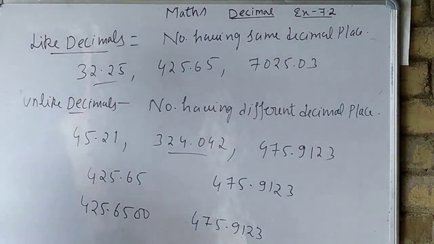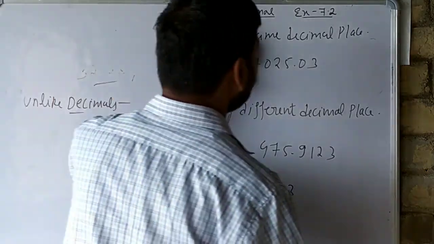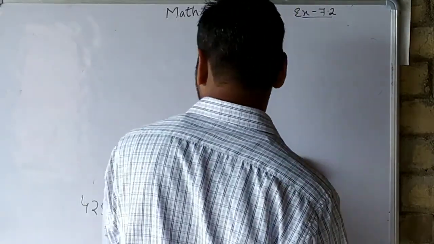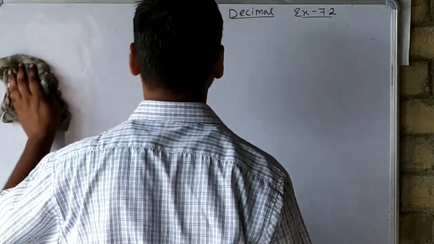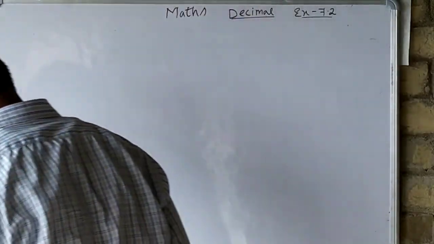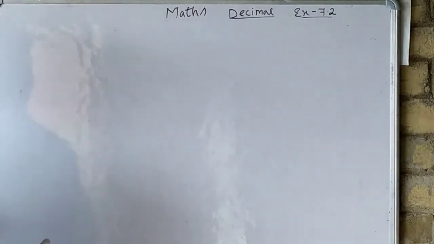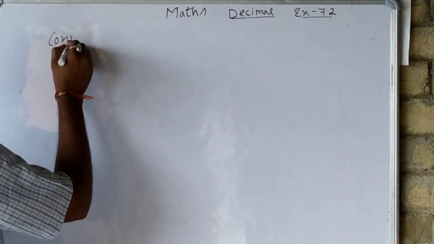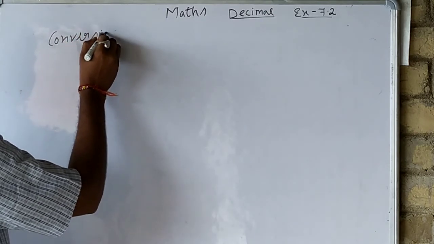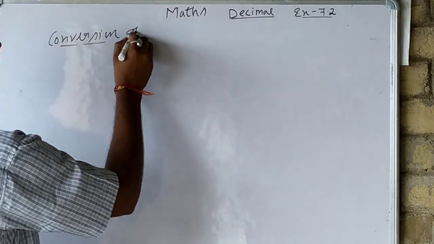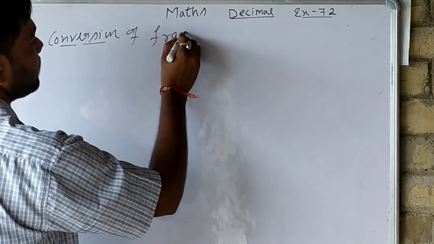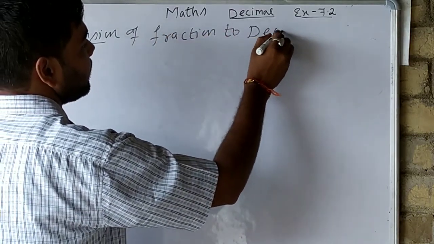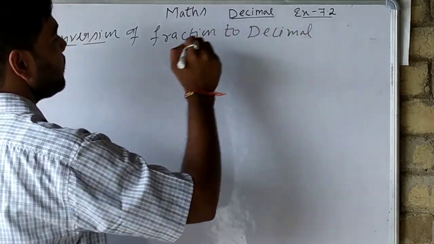Now we will study conversions. I think like and unlike decimals are very clear to you all. This is the very easy part of decimals. Now we have to see conversion: conversion of fraction to decimal.